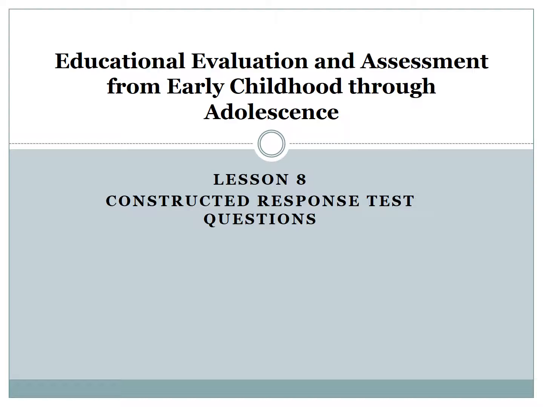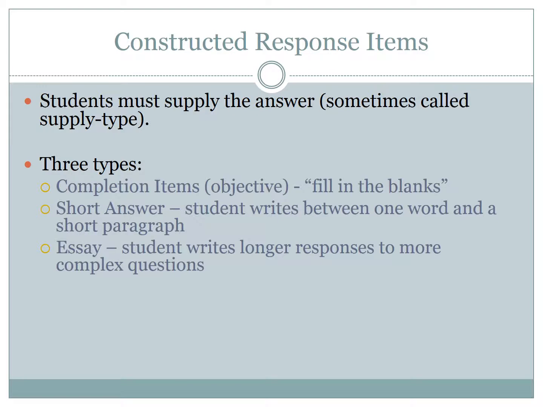Last week we worked on selected response items, and those were a little bit different, as you're going to be able to see here. In constructed response items, students must supply the answer. So you remember last week, multiple choice answers were supplied. So this is a selected response, and students just had to pick the right answer. Constructed response, they actually have to write the answer. Sometimes you might hear them called supply type items.